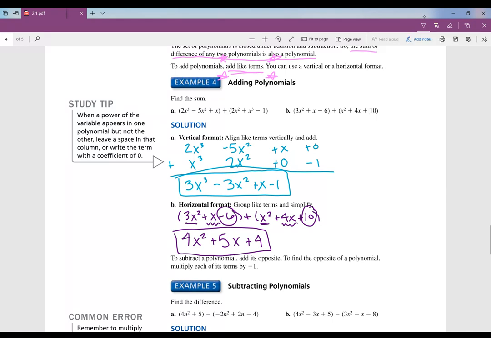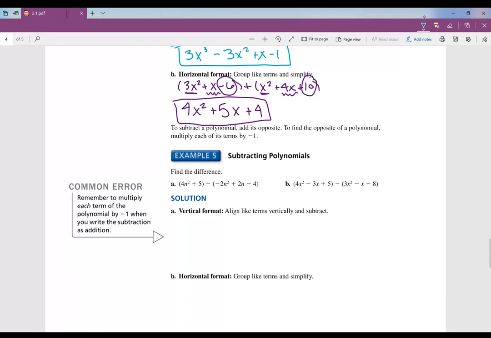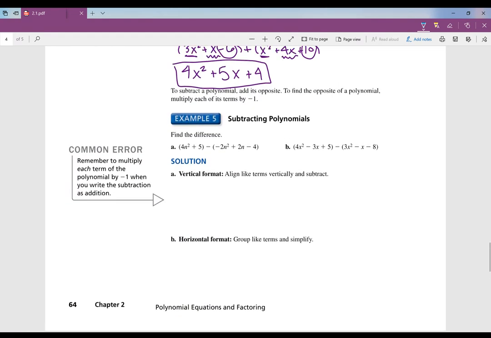Okay, now we're going to do an example of subtracting polynomials. Again, you can do this vertically or horizontally, and we'll do one of each. For part A, we have 4n squared plus 5. Now, we don't have any n terms in this first polynomial, right? So we're going to put plus 0n and then plus 5. Now we have minus negative 2n squared plus 2n minus 4.